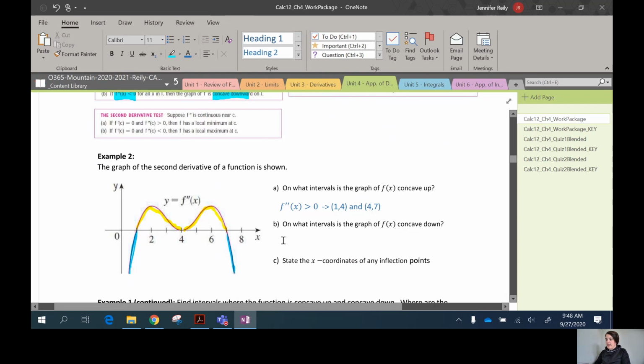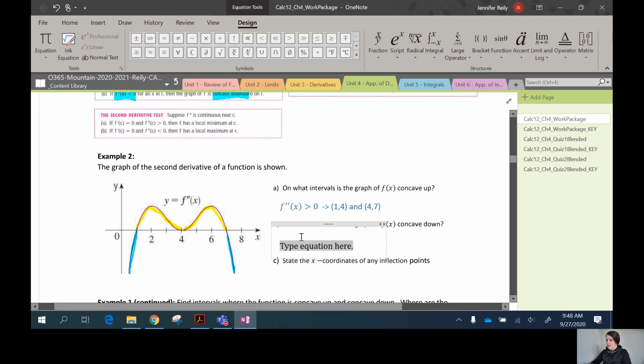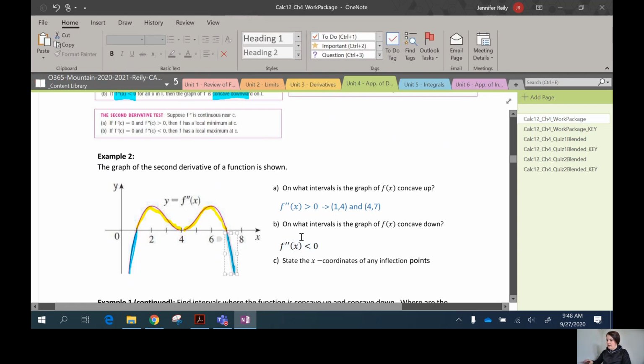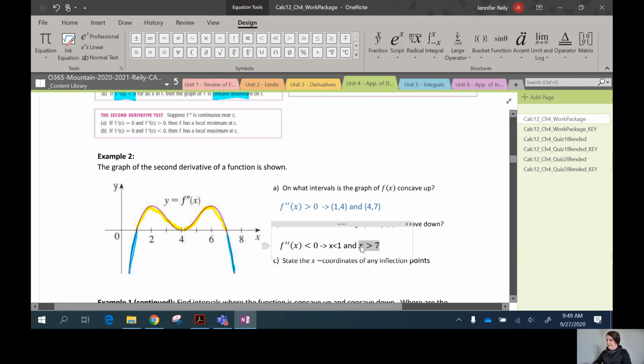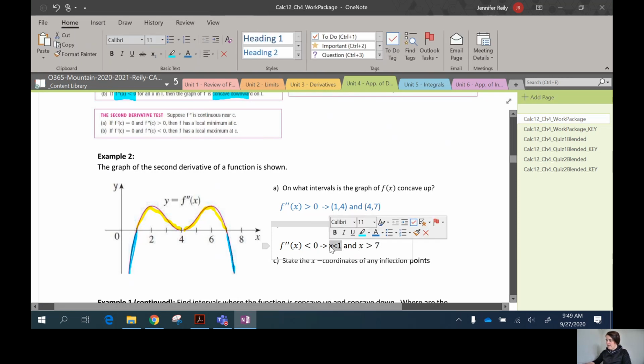On what intervals is it concave down? And notice I didn't say at 4 because 4 is where the second derivative is 0, so it doesn't really have concavity at that point. Concave down would be where the second derivative is less than 0. So we'd be looking at points where x is less than 1 and x is greater than 7.